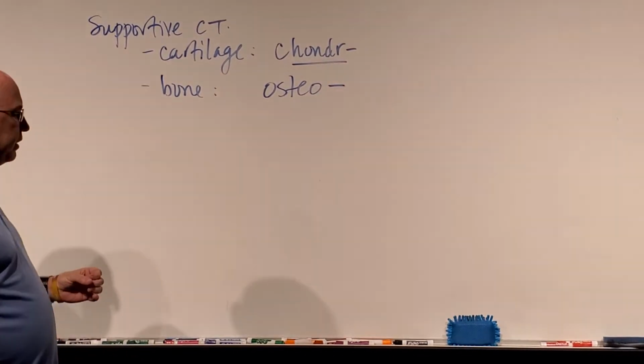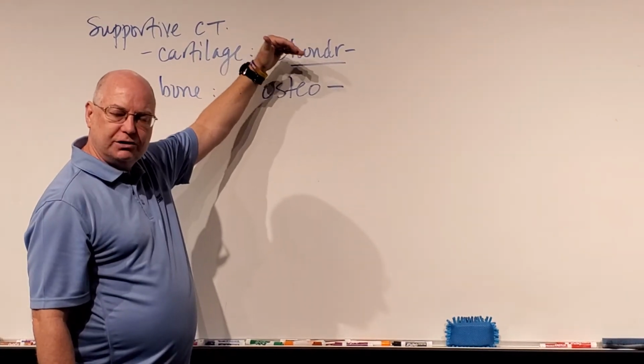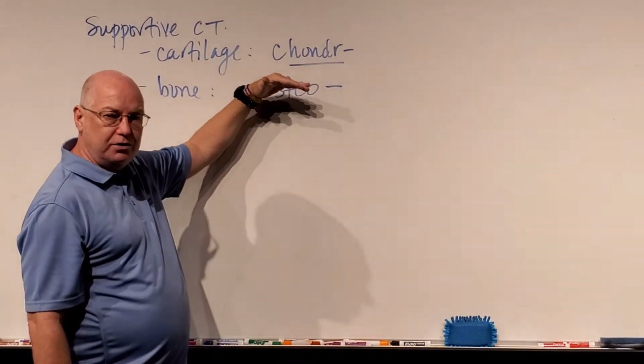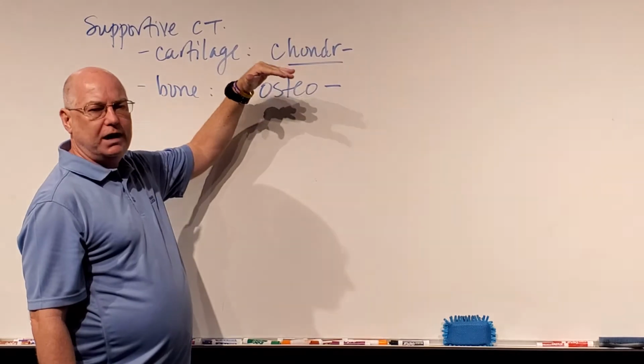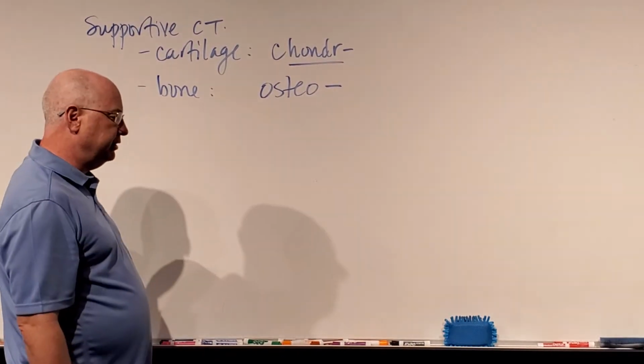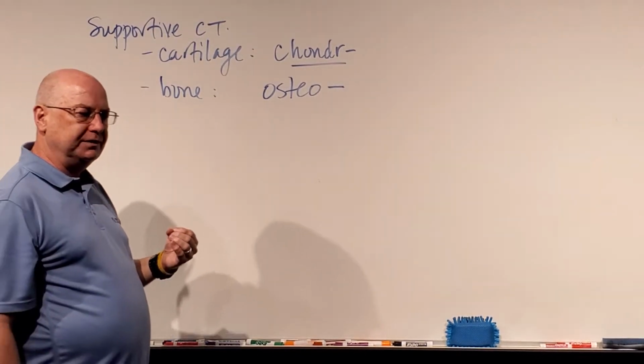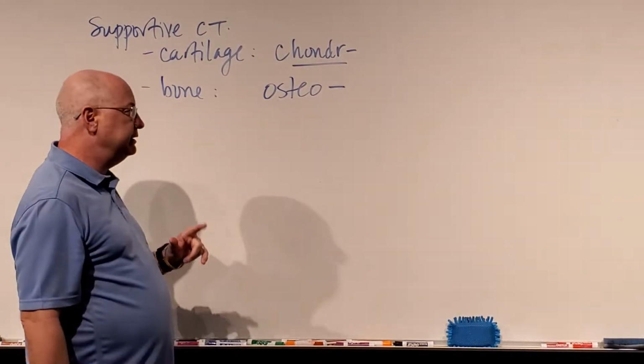Now, the cells found in cartilage are called chondroblasts and chondrocytes. The cells found in bone are called osteoblasts, osteocytes, and osteoclasts, but they're another cell altogether. One of the things that I want to get across to you guys is this, okay?